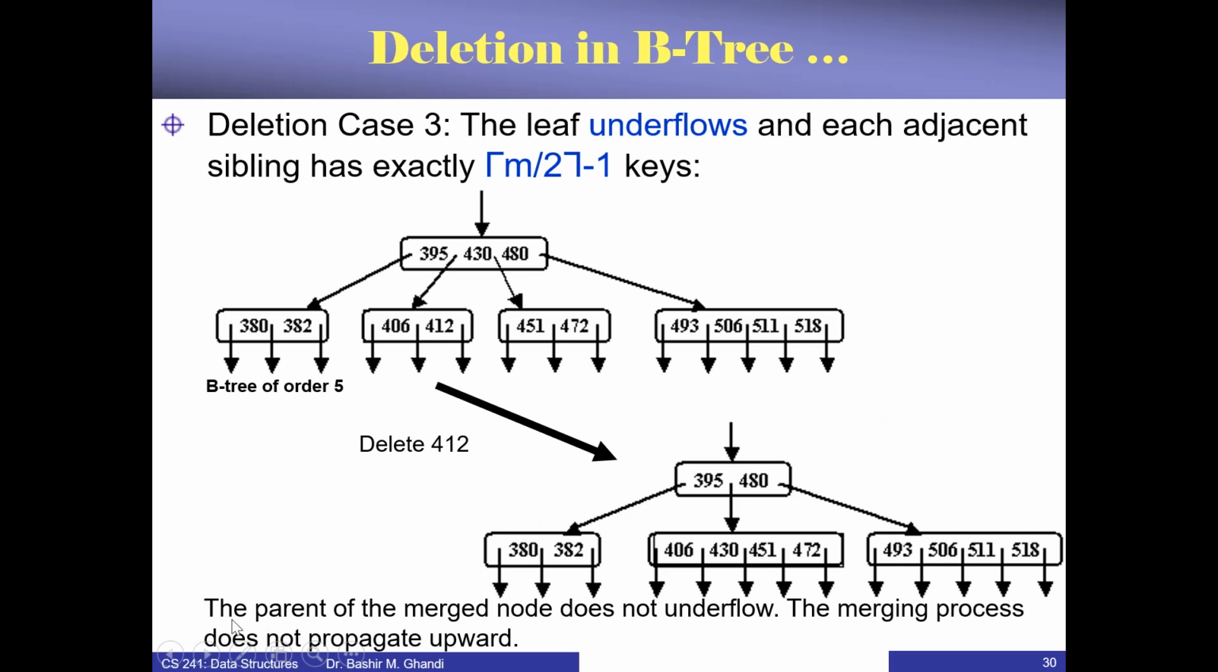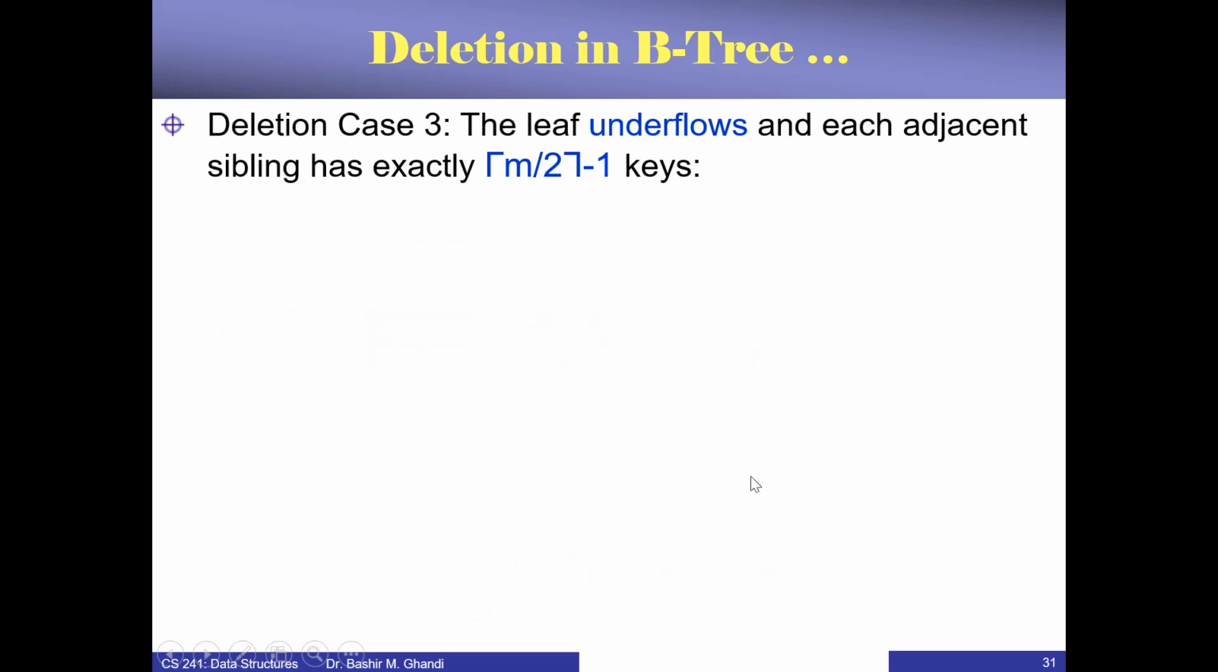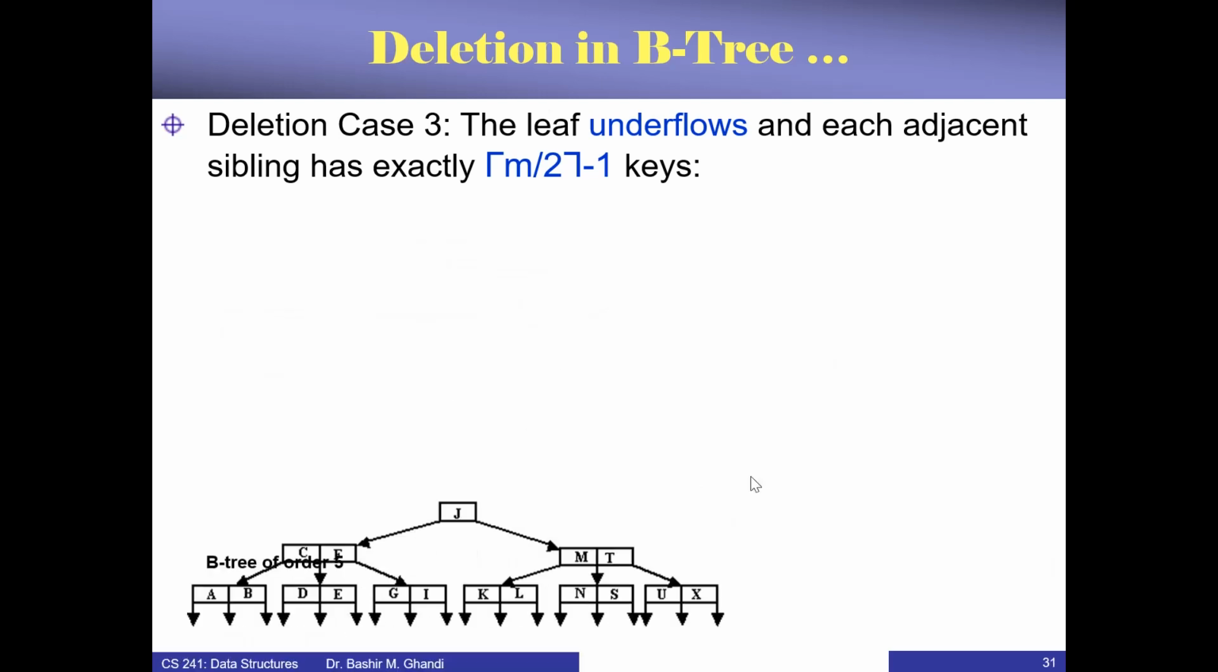So that's what we are saying here. The parent of the merge node does not underflow. So the merging process does not propagate upward in this case. It stops here. Okay, another example.